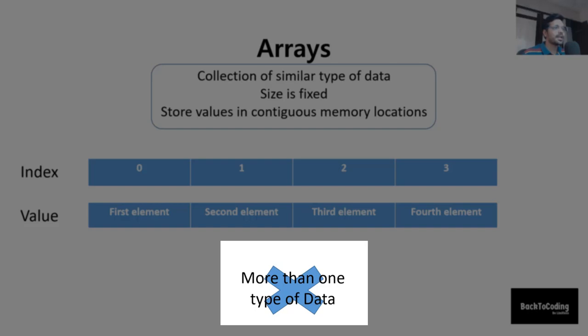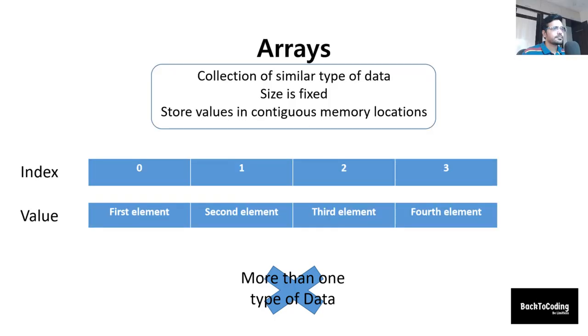Also, once you declare an array of a particular type of data, then you cannot modify that type later and you cannot have more than one type of data in it. For example, if you have declared an array of type string, then you cannot insert a value of type int or double into it.